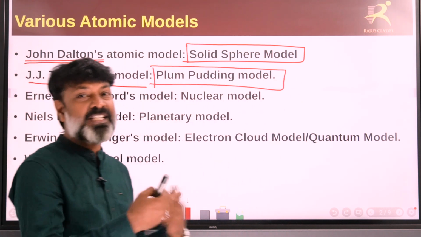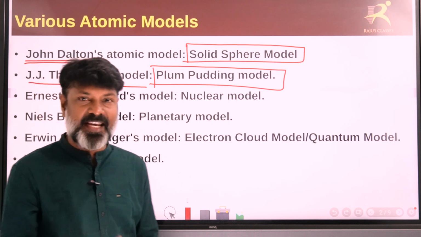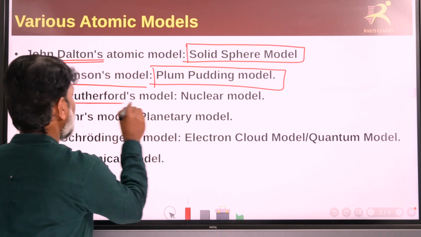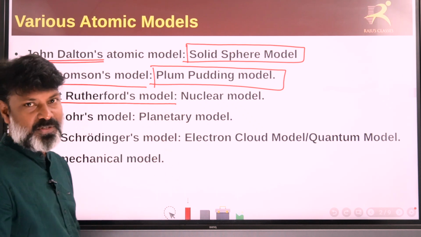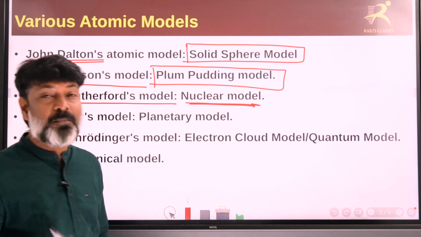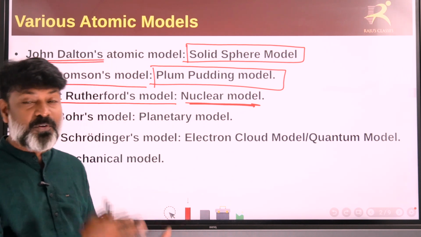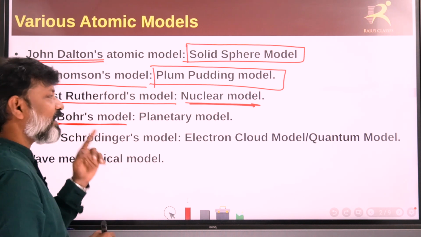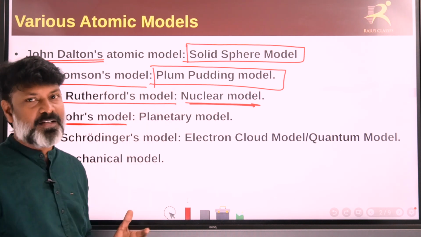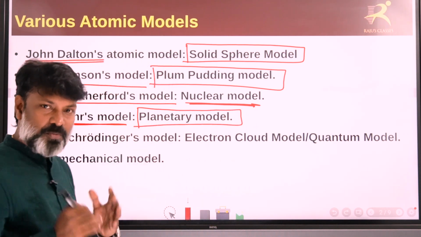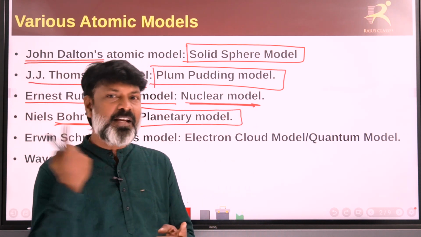Because they can ask questions based on these various names in the exam, it is better to know this. The next model was proposed by Ernest Rutherford, also known as the nuclear model. The modified version of Rutherford's model is nothing but Bohr's model. So the Bohr model is a modification of the nuclear model, and it is also known as the planetary model.